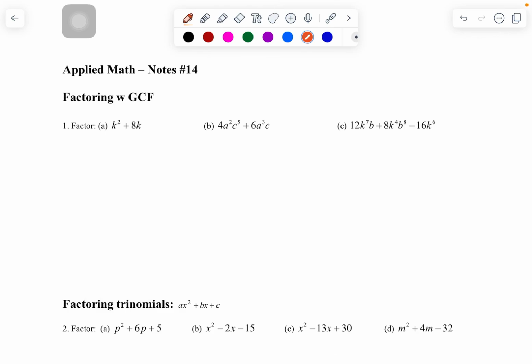Welcome back to Notes 14 and some more factoring. You thought we were done after Notes 13? You were wrong. All right, so we're going to break this up into two.